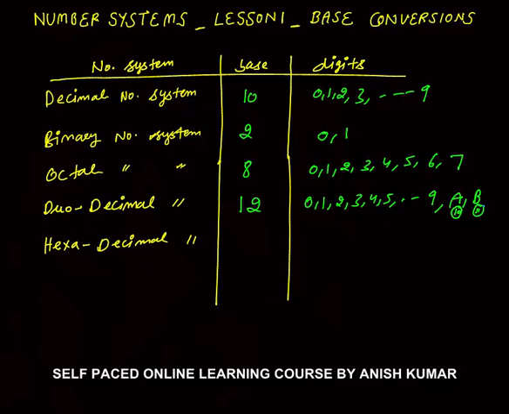When I say hexadecimal, the base is 16. By common sense, hexa means 6, decimal 10. 6 plus 10, 16. It will contain 0 to 9, 0, 1, 2 up to 9. These are 10 digits. Then 10 we will represent A, 11 is B, 12 is C, 13 is D, 14 is E and 15 is F.